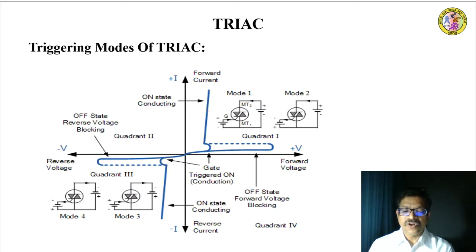In mode 4 operation, the triac with MT2 negative and negative gate current is more sensitive. Hence, it is the recommended method of triggering. Therefore, from the characteristics, it is clear that in quadrant 1, triac is operated in mode 1 and in quadrant 3, the triac is operated in mode 4.